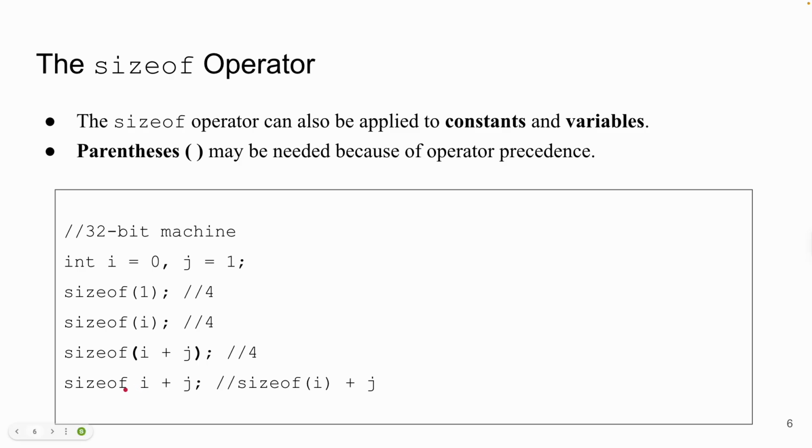Because if you skip the parentheses and just write down the statement like this, C will interpret this statement as this expression. It will compute the size of i first, and then add the value of j to the return value. So this is not what we get if we want to calculate the size of i plus j.